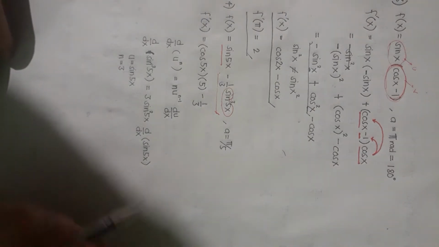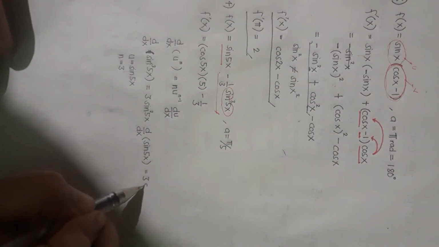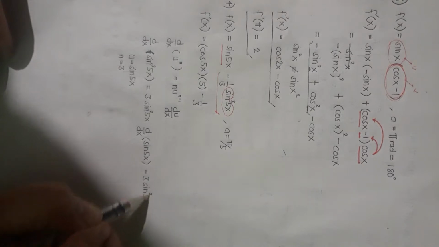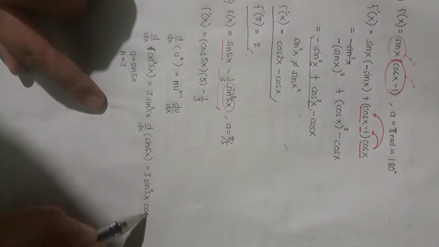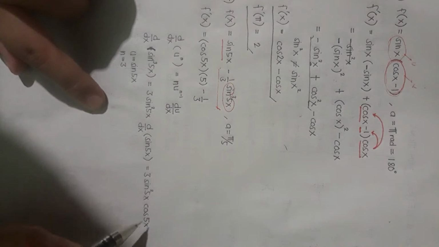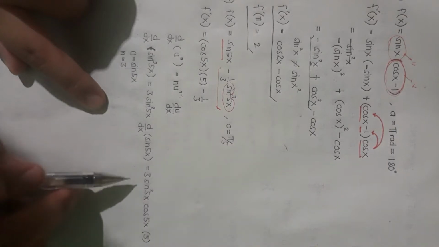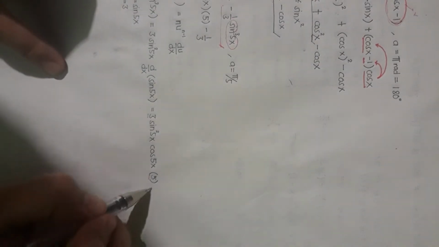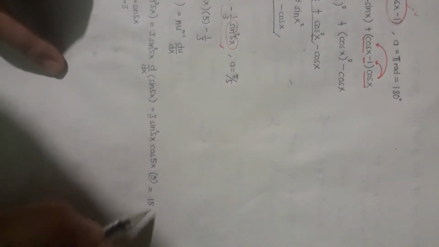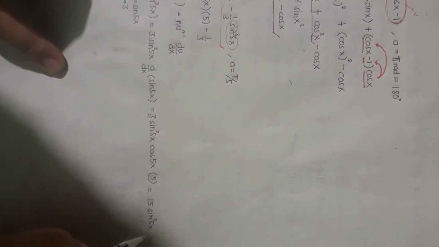Okay, so we now have 3 sine of 5x squared. Derivative of sine is cosine, so you have cosine 5x, and then the derivative of 5x is 5. We could actually multiply 3 and 5 right here. So this is now equal to 15 times sine of 5x squared times cosine of 5x.